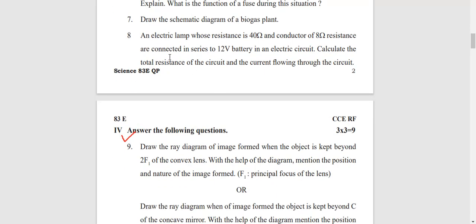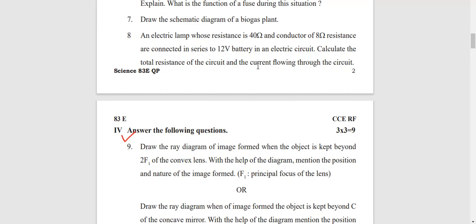And next we have a numerical carrying 2 marks again, and this is from your electricity chapter. An electric lamp whose resistance is 40 ohm and a conductor of 80 ohm resistance are connected in series to a 12 volt battery in a circuit. Calculate the total resistance of the circuit and the current flowing through the circuit. In this, first of all, we have to find the total resistance. There are 2 resistors which are connected in series, and also the potential difference is given. So first of all we have to calculate the resistance, and then we have to calculate the current which is flowing through the circuit.